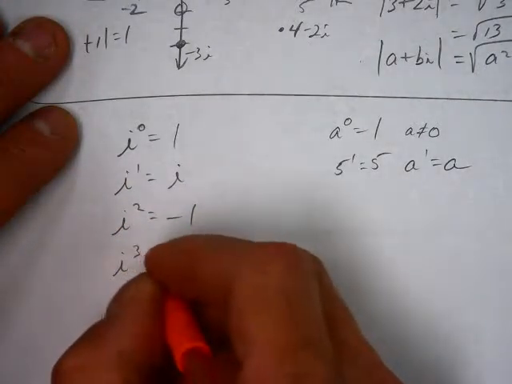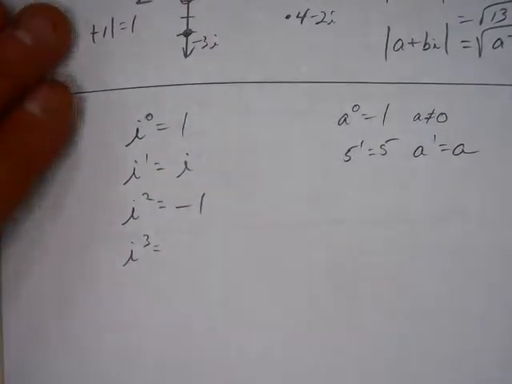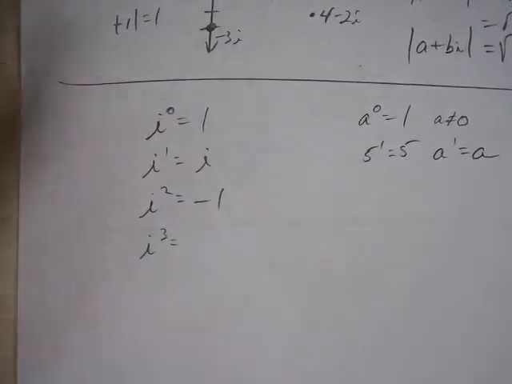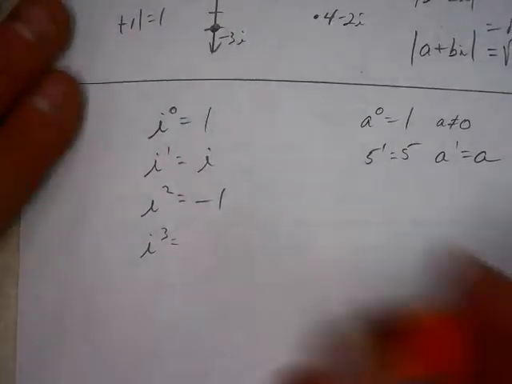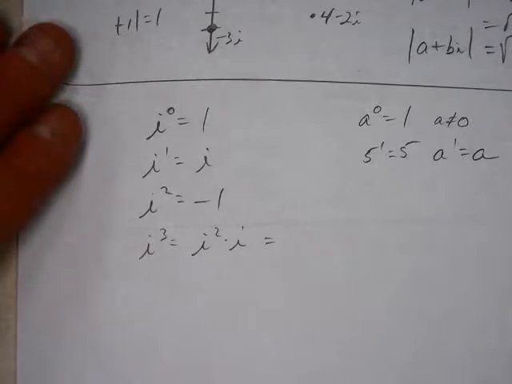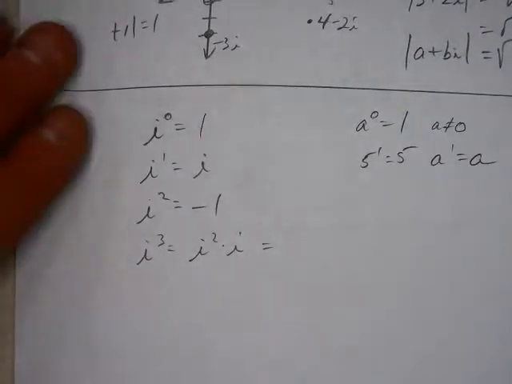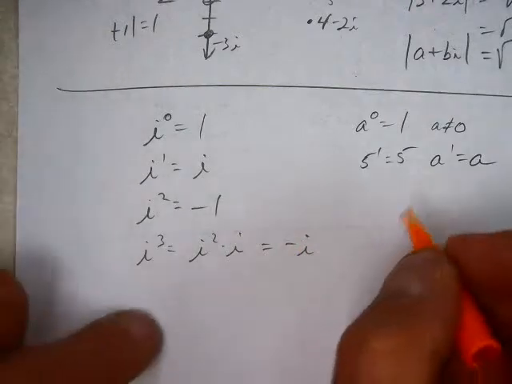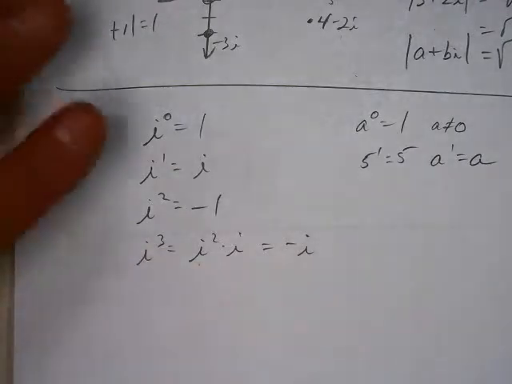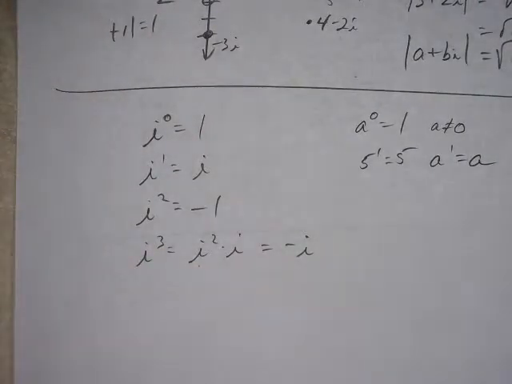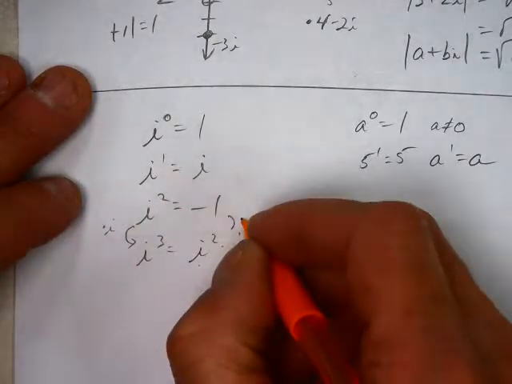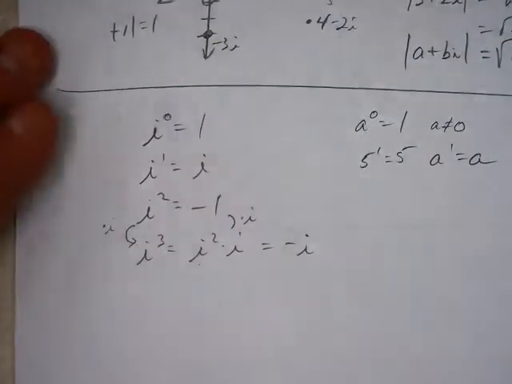But then we have this i to the 3rd. Any idea what i to the 3rd is? Yeah, it's i squared times i. It's not 1. Negative i. Nice job. Why is it negative i? Because what's i squared again? I forget. Negative 1. So negative 1 times i gives me negative i. And there's another way you can think about that too. This is i to the 2nd. So to get to i to the 3rd, I multiply by i. So I can multiply this by i. Negative 1 times i gives me negative i.